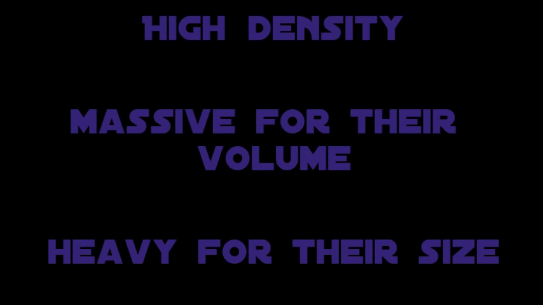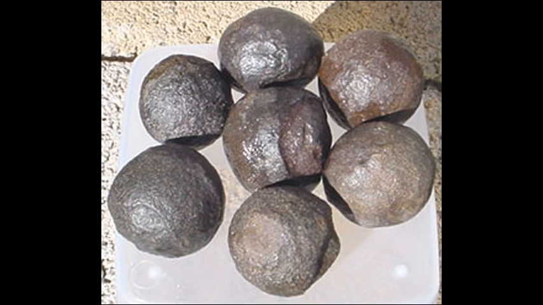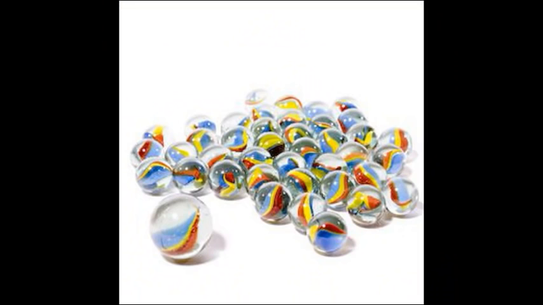Finally, compared to nonmetals, metals have a high density. Remember, density is how massive something is for its volume. Simply put, metals are heavy for their size. Think about this. If I were to make a marble out of iron, which is a pretty dense metal, it would be much heavier than the glass or plastic marbles, both nonmetals, that you normally see.